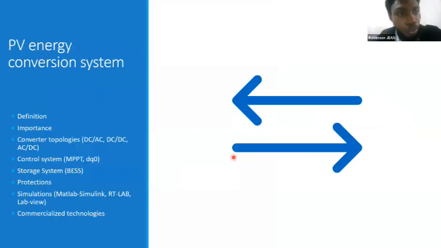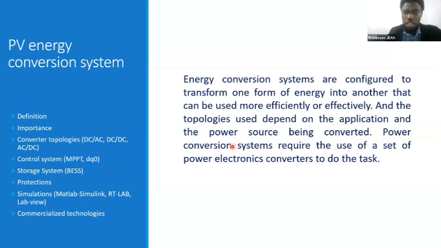So now let's see the PV energy conversion system. What is a PV energy conversion system? Energy conversion systems are configured to transform one form of energy into another one that we can use more efficiently and more effectively. The topologies depend on the application, what we are going to do, and also the power source that we are dealing with. A power conversion system requires the use of a set of power electronics converters, which we are going to see later, to carry out the task.